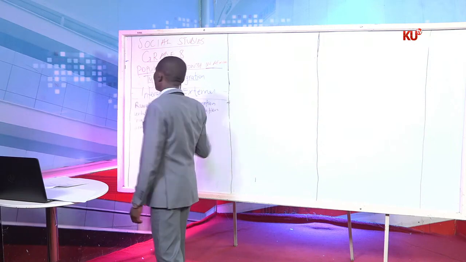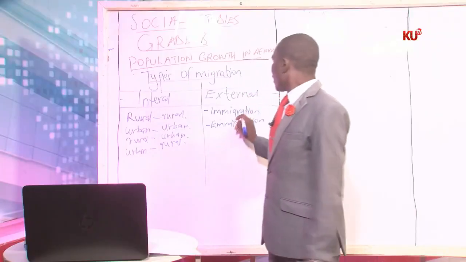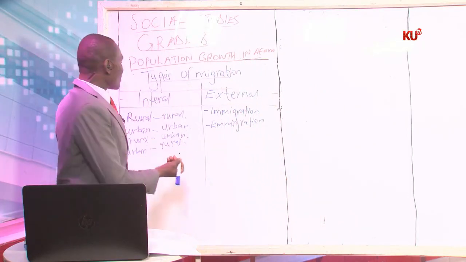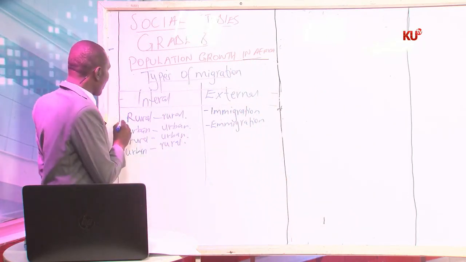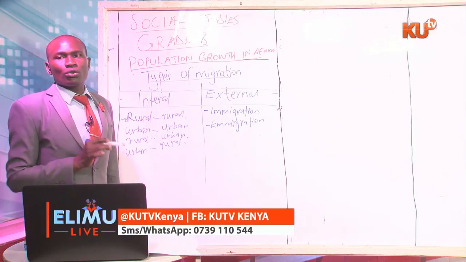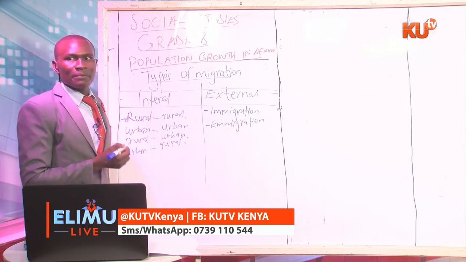Immigration and emigration. Now, learners, what are some of the factors that can make people move from one rural area to another rural area? Use the number that is on your screen to give us your answer.